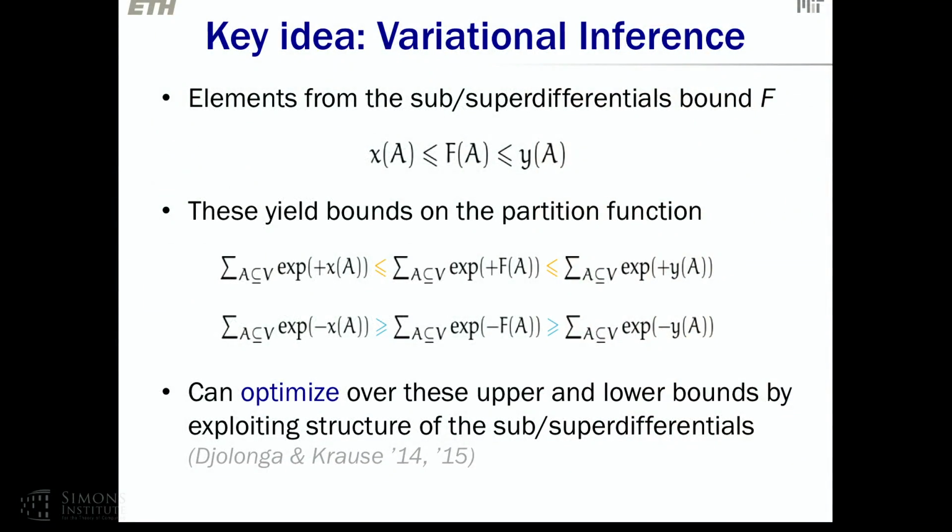And this is where you can exploit submodularity. You can exploit this polyhedral structure of these sub and super differentials in order to optimize these upper and lower bounds in the partition function. I will not have the time here to discuss those details, but I'd be happy to talk with you offline about them. There's a lot of nice connections actually to optimization problems that Stephanie talked about earlier in her tutorial. For example, connections to the min-norm point problem.